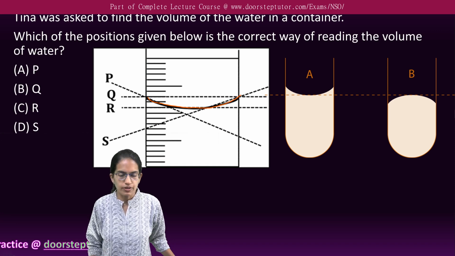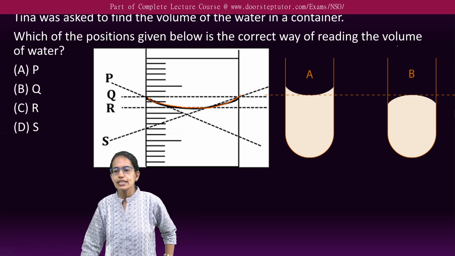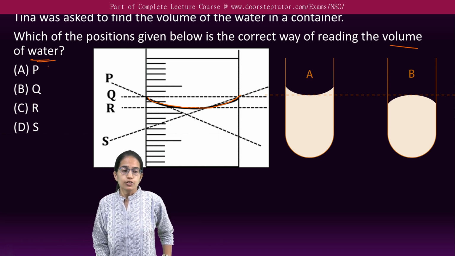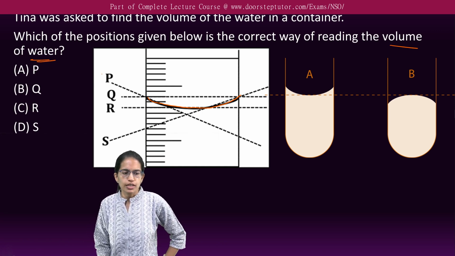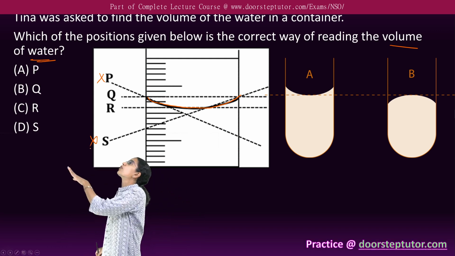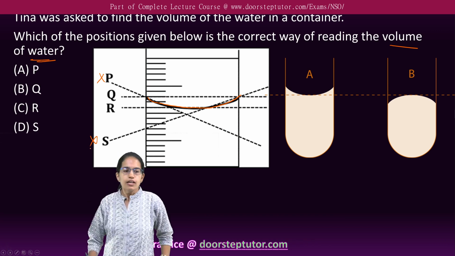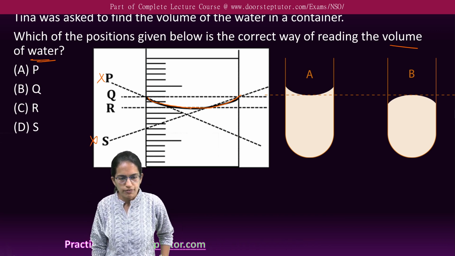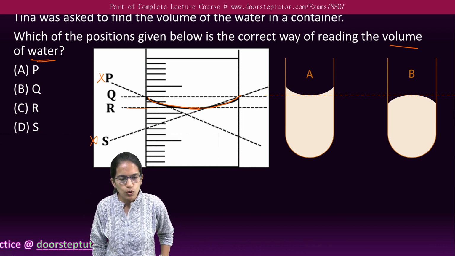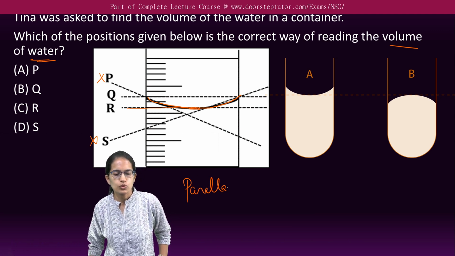is the water level. What should be your eye level to understand the correct reading of the water? To find the correct volume of the water, I cannot have diagonal positions. I cannot look like this or I cannot look like this. I have to look straight to the water level. When I am looking straight to the water level, I have to take the lowest water level in this case, and that is due to a concept which is known as parallax.